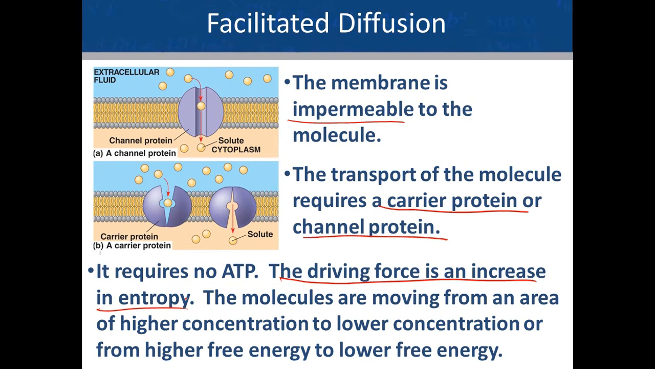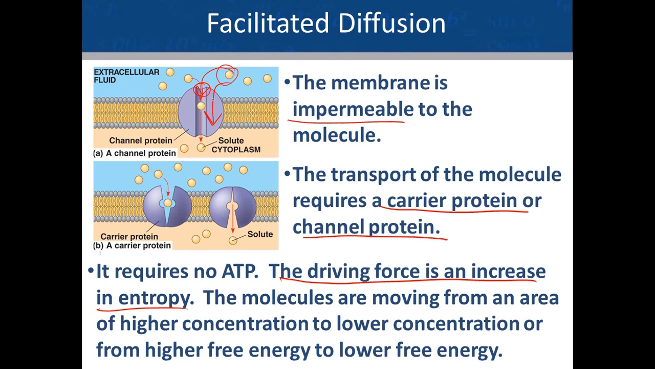Alright, so we're looking here in the first example. We have a channel protein where the opening is such that this molecule can just fit into that opening. So the molecule is moving from a higher concentration to a lower concentration. As that little video said, it's going with its concentration gradient.